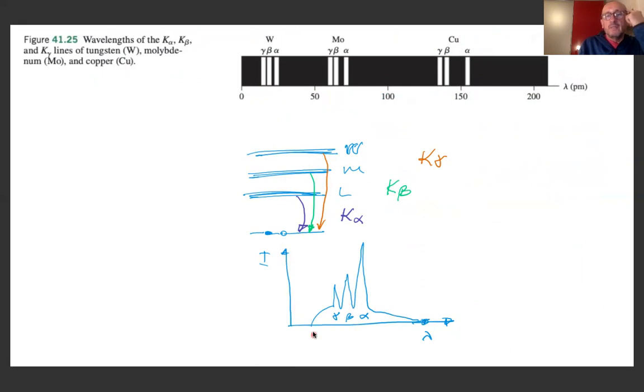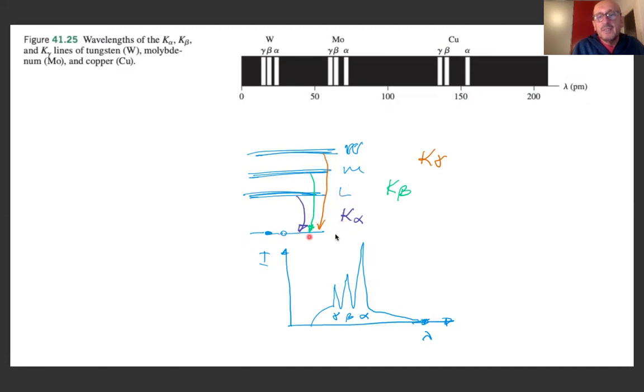We have the minimum lambda, which has to do with the total energy of the incoming electrons as before, and you have a peak that is the gamma peak, the beta peak, and the alpha peak. The alpha peak is the one that we have been describing. The alpha peak is this peak here. This line is color coded.